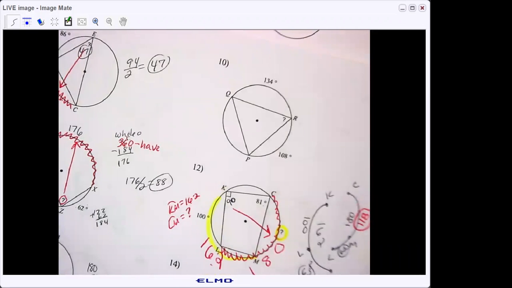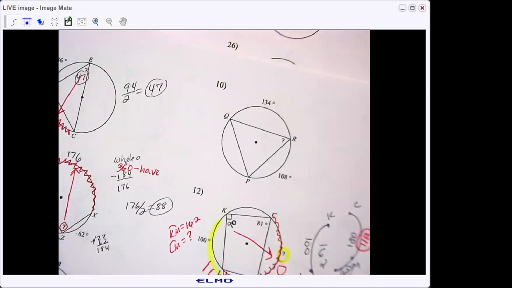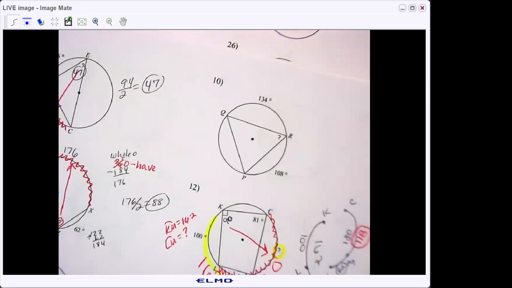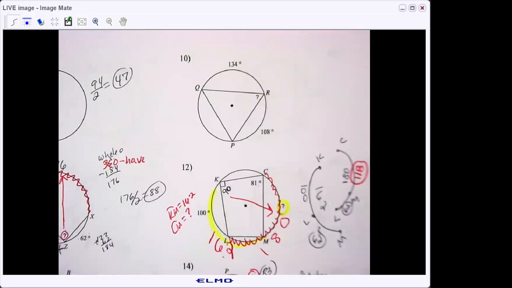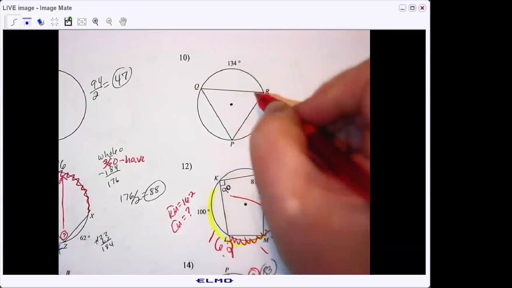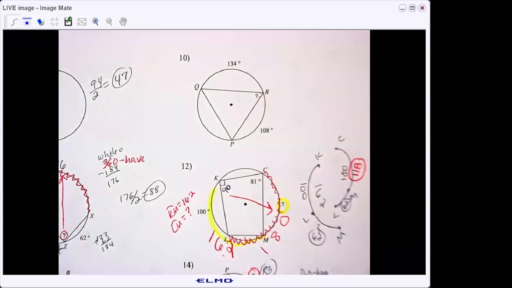Okay, let's do number 10. Still haven't heard from Daniela or Dominic this morning. Okay. Nope. We've done one similar to this in reverse. Okay. In order to find this angle, what do we need to find? What arc do I need to find in order to find that angle? Put the letters in the chat box.